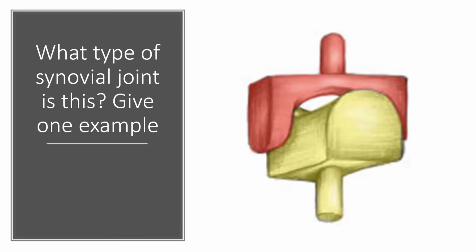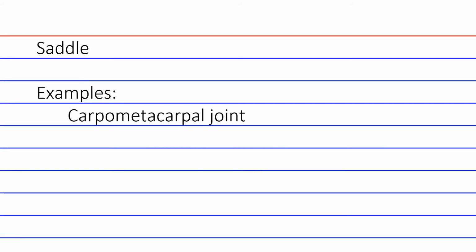What type of synovial joint is this? Give one example. That is a saddle joint. An example would be your carpometacarpal joint.